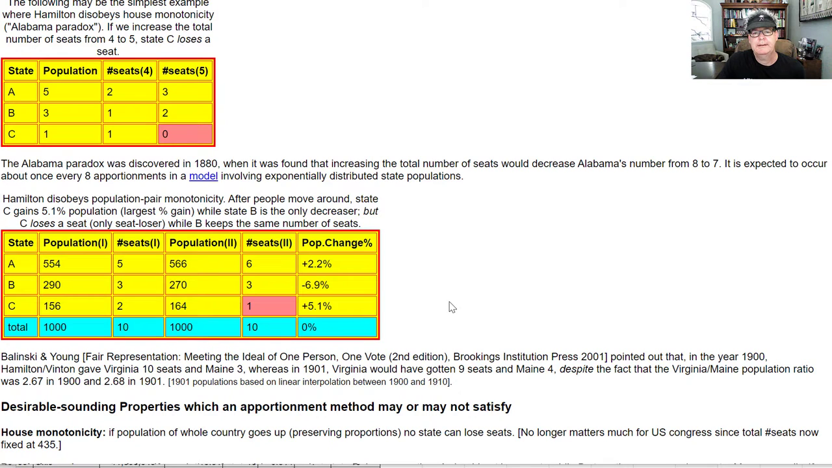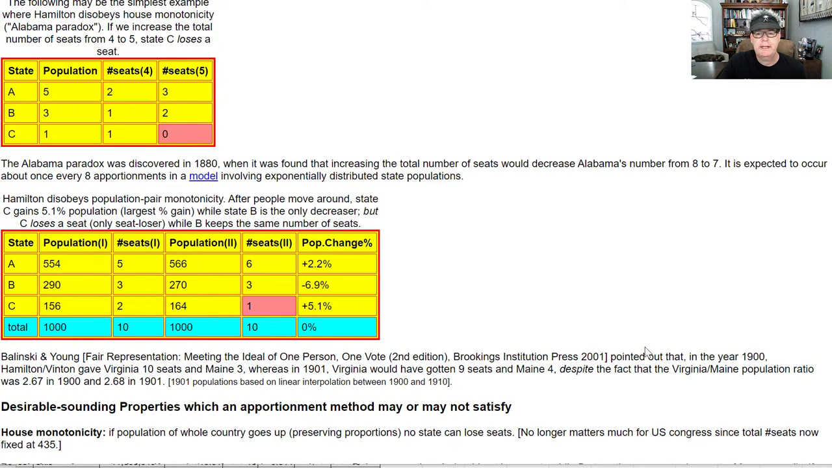So Hamilton's not really used as an apportionment method thanks to these. So we will now look at the more popular methods, divisor methods, and they're more interesting.